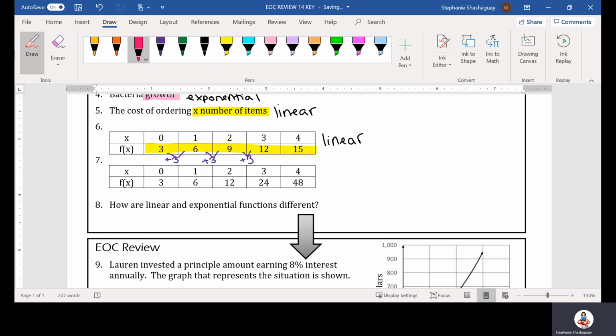And in number 7, to go from 3 to 6, well, that's what I just did in number 6, but I also noticed from 6 to 12, well, this is multiplying by 2 each time. 12 to 24, multiplying by 2. 24 to 48, multiplying by 2. So because I have a constant ratio instead of a constant rate, I have an exponential function.